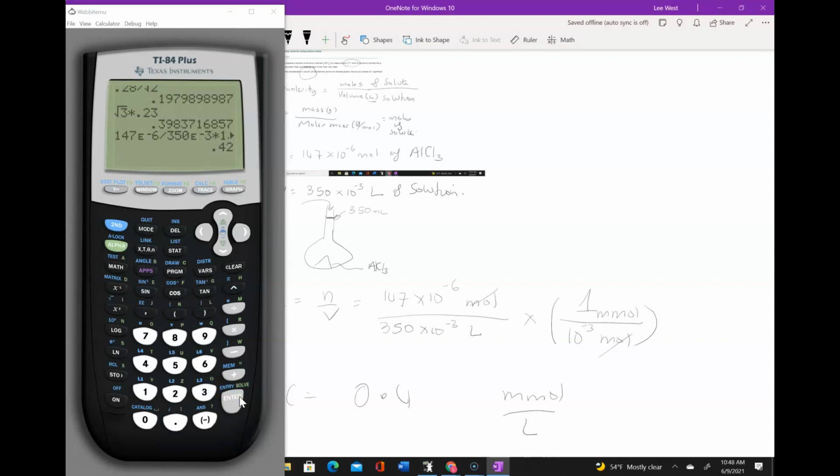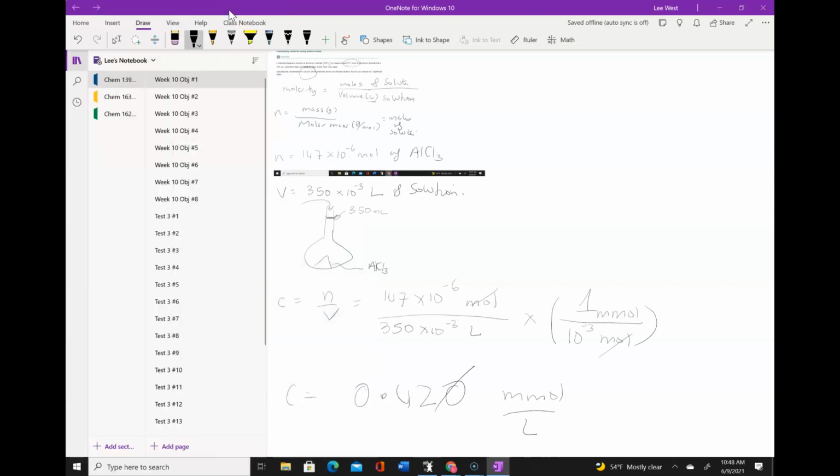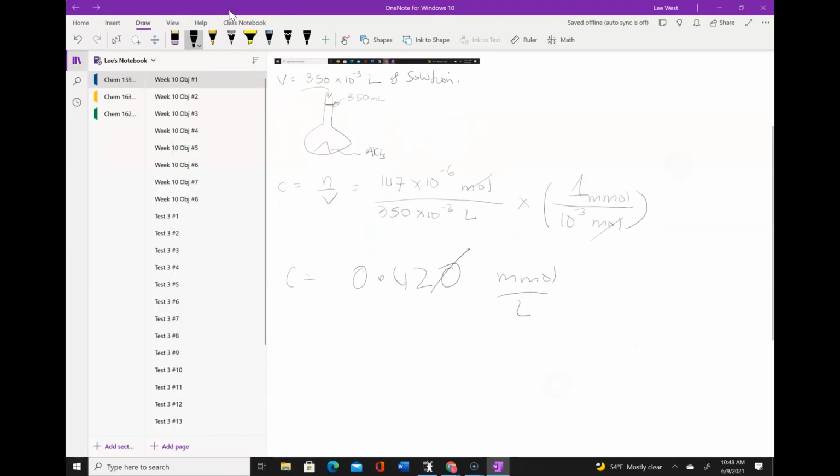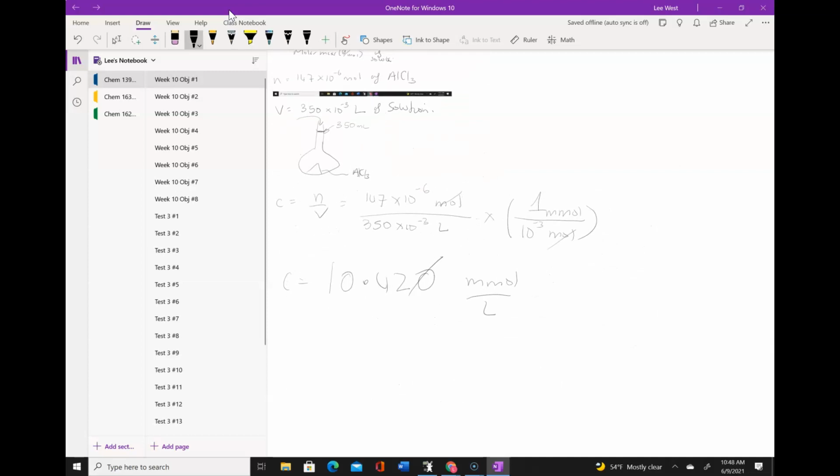And now we've got to remember that it said 3 significant figures. So 0.420. And we need that 0 on the end because we need the 3 significant figures, and trailing zeros always count in a number that has a decimal point. So there's our answer there.